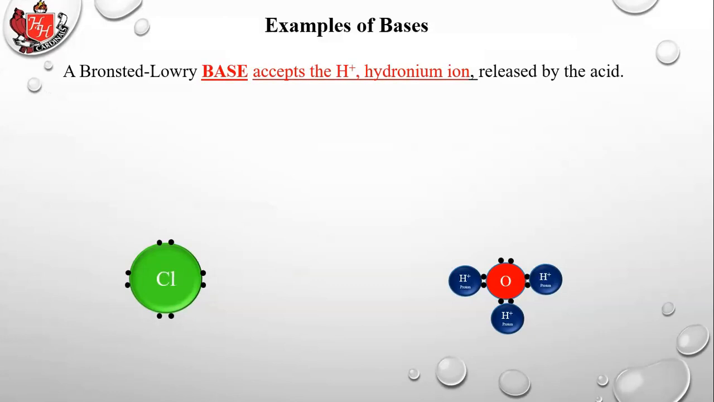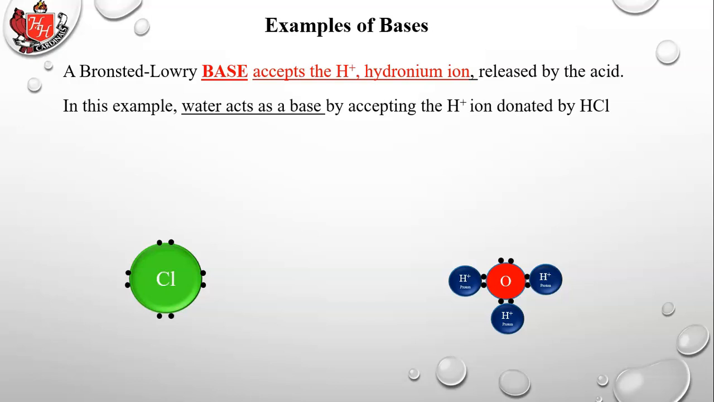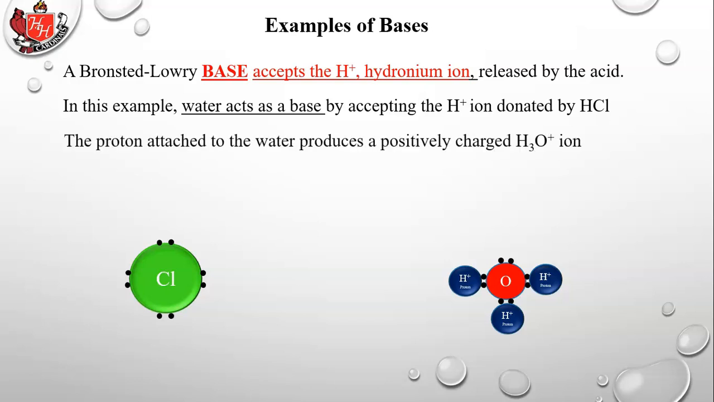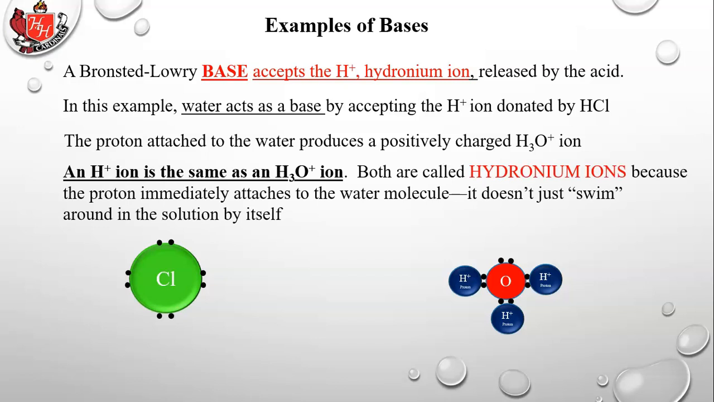A Bronsted-Lowry base accepts the H plus ion released by the acid. In this example, water acts as a base by accepting the H plus ion donated by HCl. The proton attached to the water produces a positively charged H3O plus ion. An H plus ion is the same as an H3O plus ion. Both are called hydronium ions because the proton immediately attaches to the water molecule. It doesn't just swim around in the solution by itself. It comes off of the hydrochloric acid and immediately jumps onto the lone pair of a water molecule. So there's the hydronium ion.